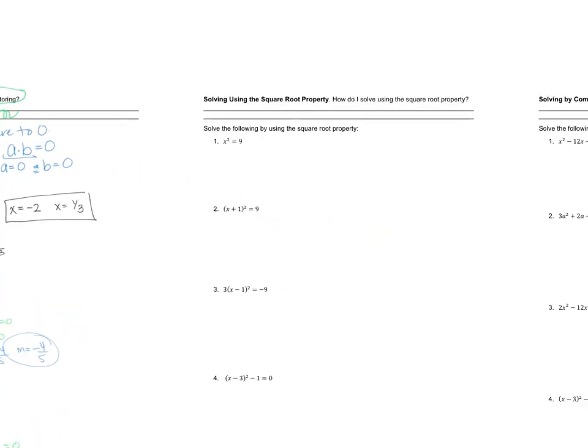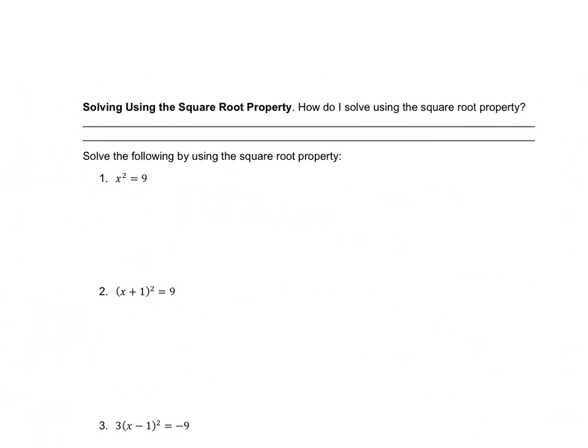All right, we're going to flip the page and look at something called the square root property. Now the square root property says that if you have some quantity squared equal to a number, you can actually take the square root of both sides, and then x would be equal to both the positive and the negative square root of a.